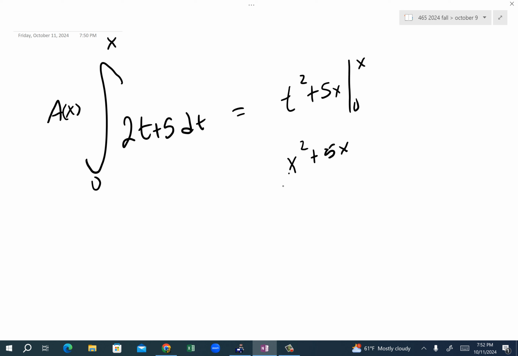Minus 0 is just 0. This is the area function. Okay? That's the area function. This is area as a function of x, of course. Plus c? No, no plus c. You might want to put plus c, but no, because again, we have limits of integration.